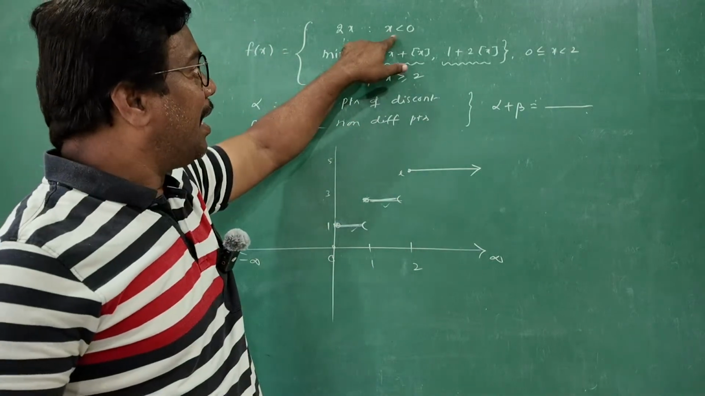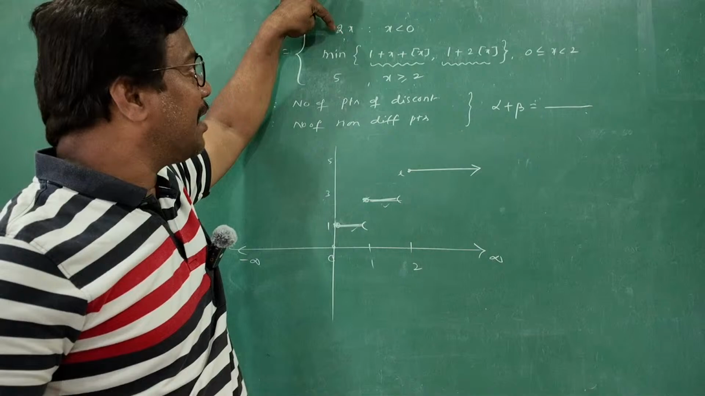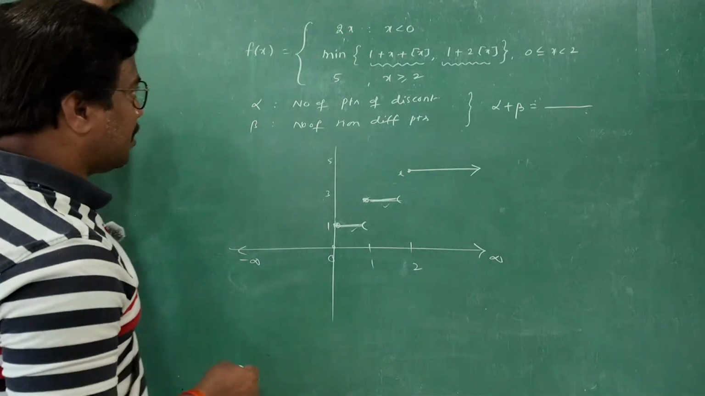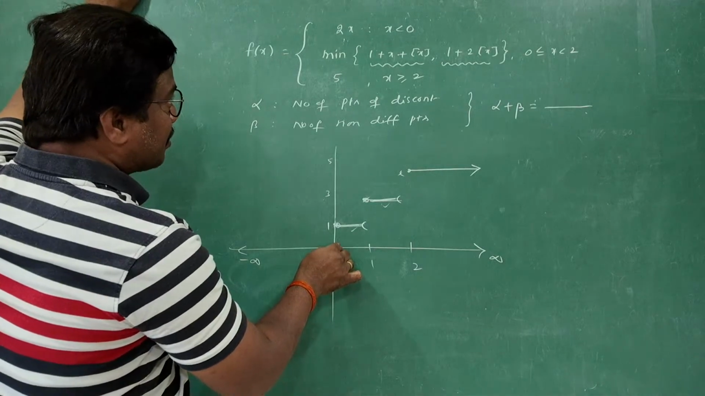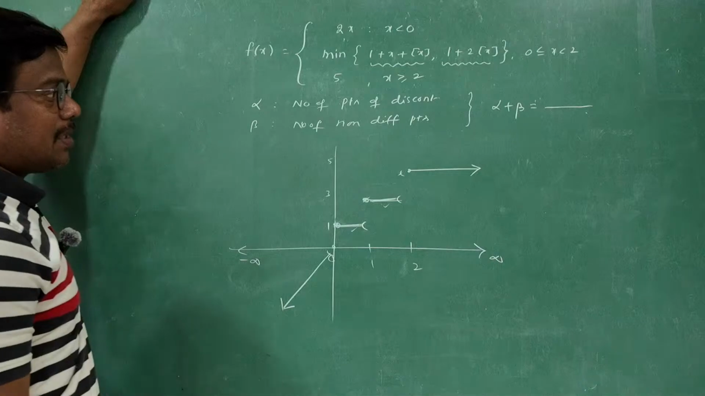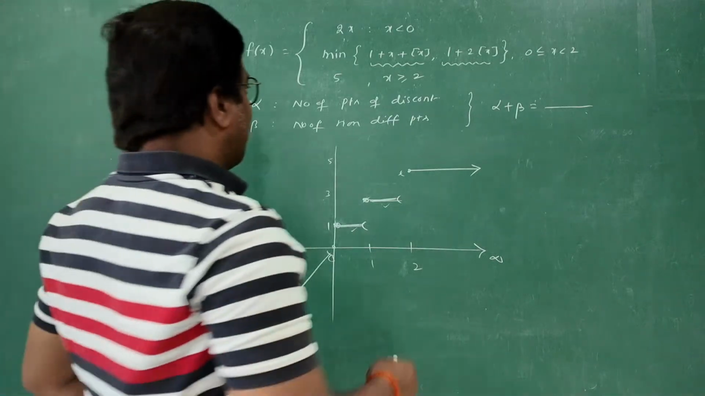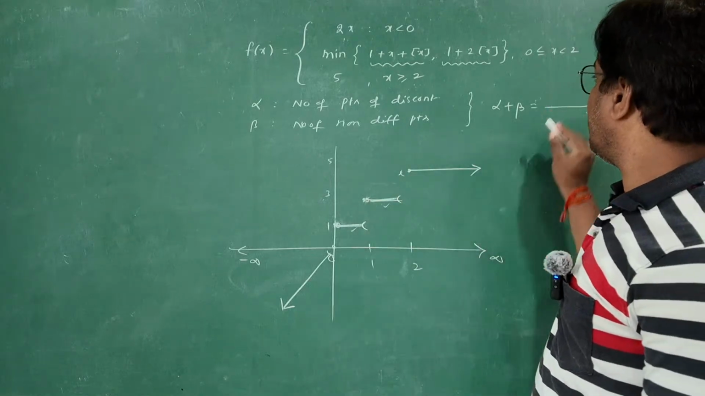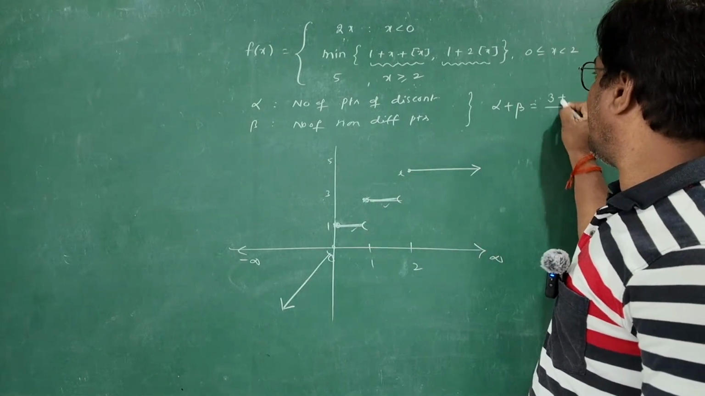Next, for all x less than 0, it is like y equal to mx. y equal to mx indicates a straight line passing through the origin with slope 2. 2 unit slope, and the line you will get in this way. Line passing through origin. Now let us observe the points of discontinuity. 1, 2, 3. 3 points of discontinuity you have.